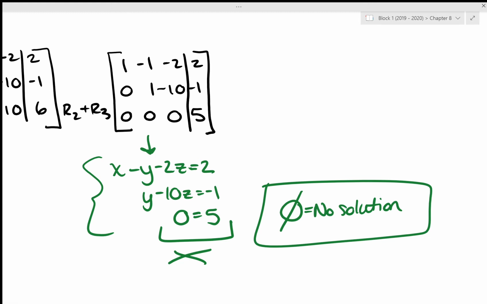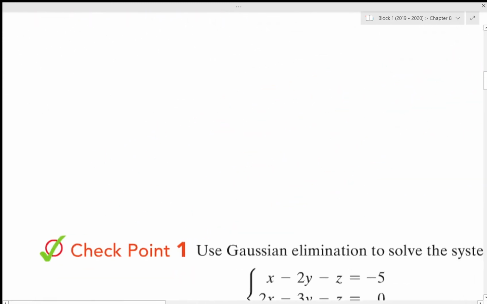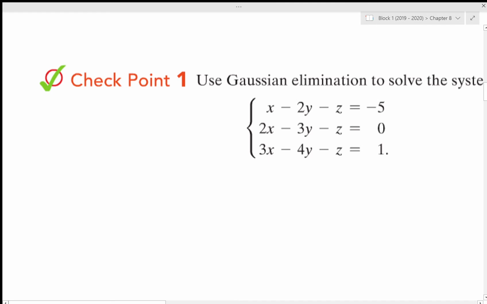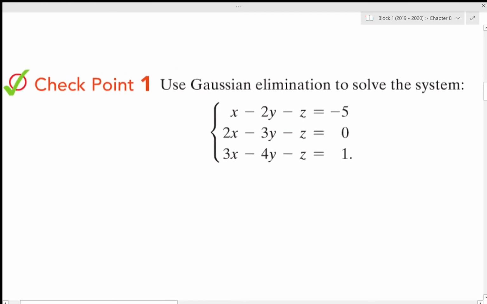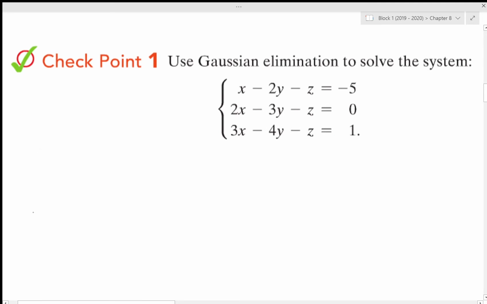So that's the problem. Now what I'd like you to do, pause the video and try checkpoint 1 on your own. Okay. If you paused or did not pause, I'm just going to go into checkpoint 1 now. So we have our system. It is in the proper form, so I am going to write it as a matrix.